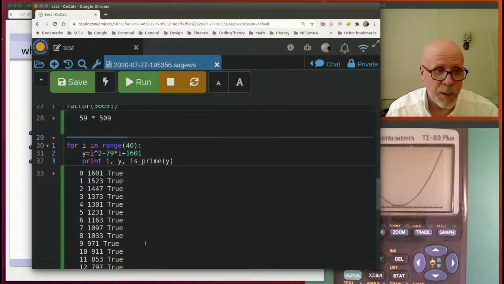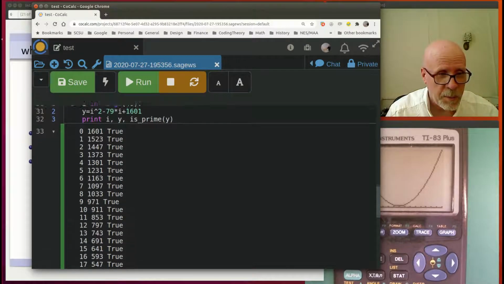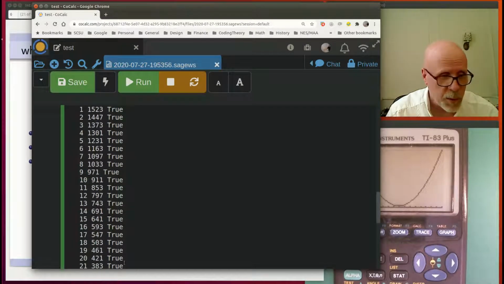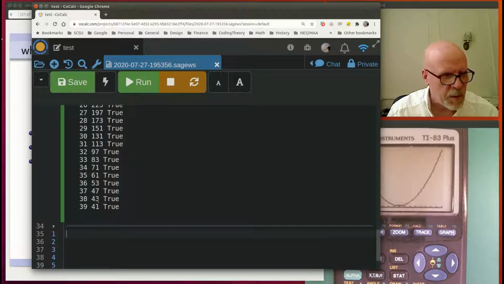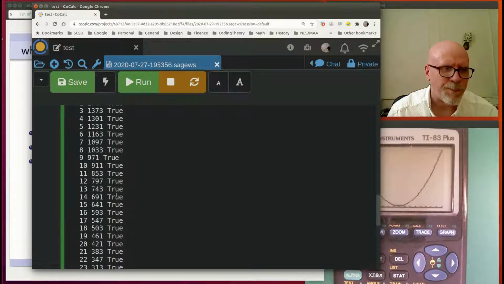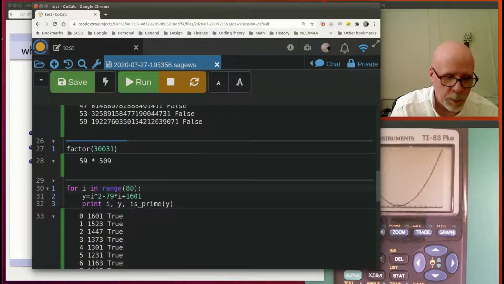All right, so this is what we were after. 1601, 1523, and so on. They're all primes. You see all these Trues? Where's that low spot that I was worried about? Because I think it's right there, at stage 39. We're at 41. Let's take the range a little farther. We go twice as far.